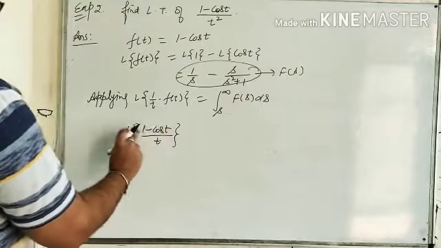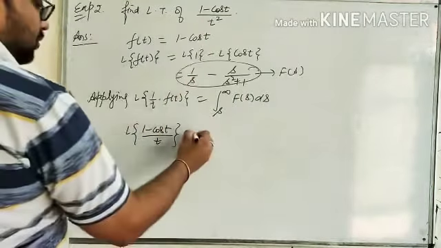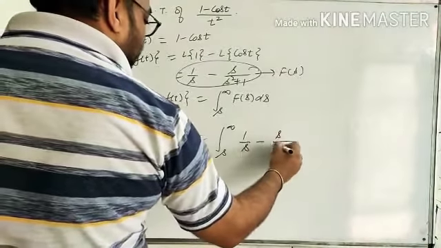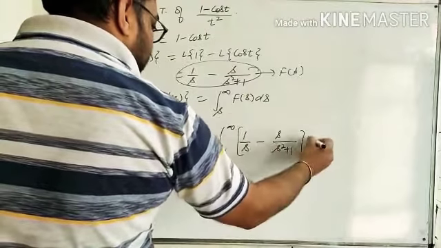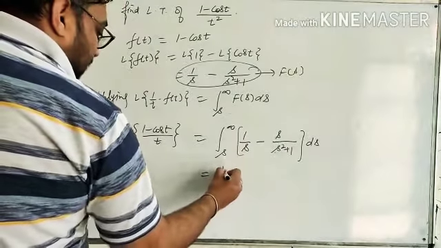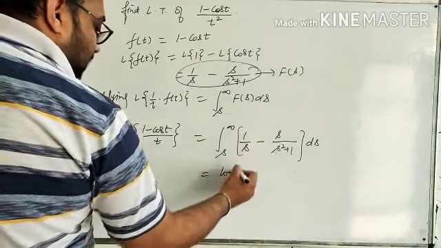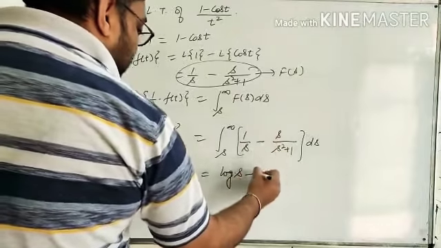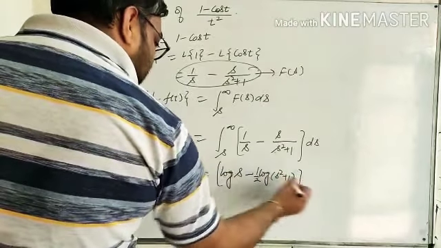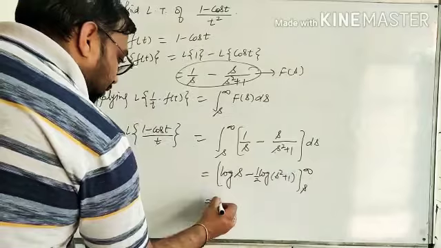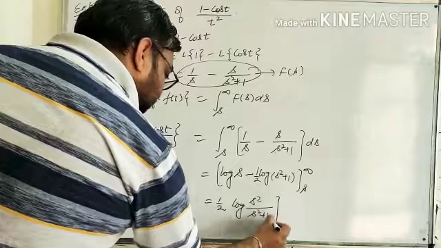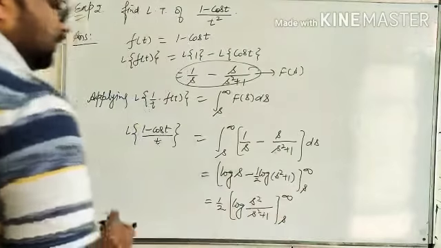So Laplace of (1 minus cos t) upon t. First we have to calculate (1 minus cos t) upon t. So for this, the integral from s to infinity of 1 upon s minus s upon s square plus 1 ds. As solved in the previous question, the integration of 1 upon s is log s, minus the integration of this particular term, which is 1 upon 2 log of (s square plus 1), limit s to infinity, or we can write it as 1 upon 2 log of s square upon (s square plus 1) under the limit s to infinity.